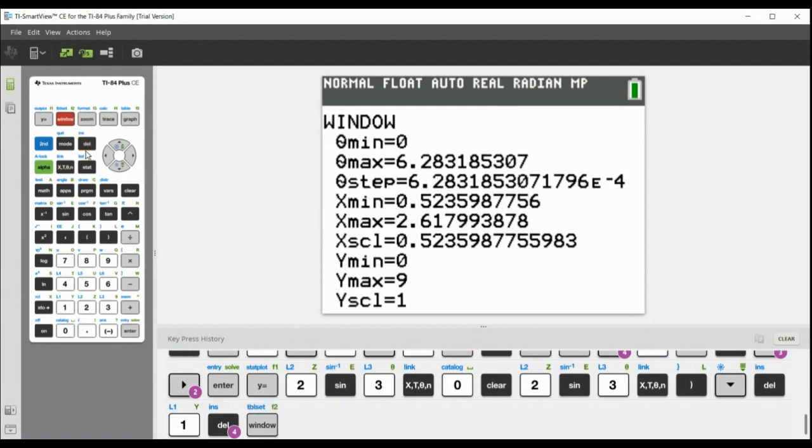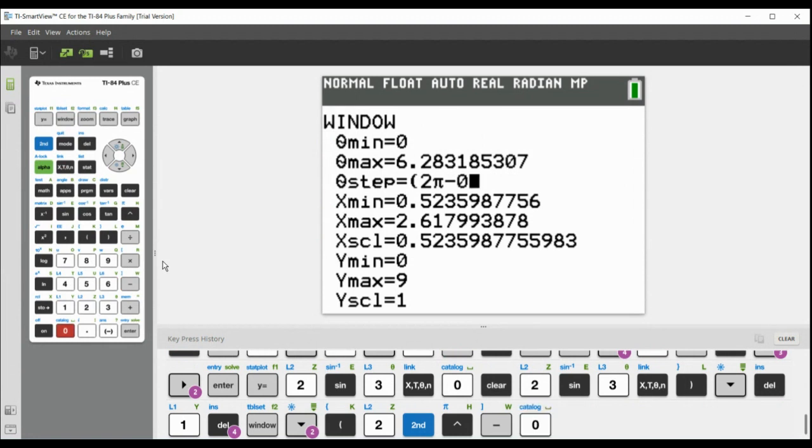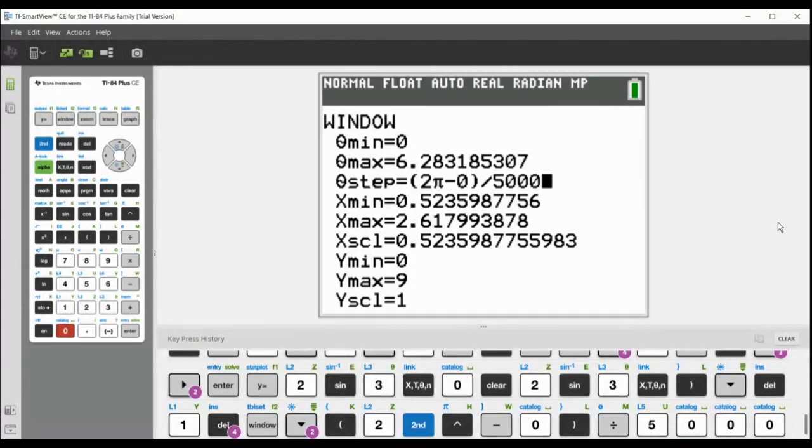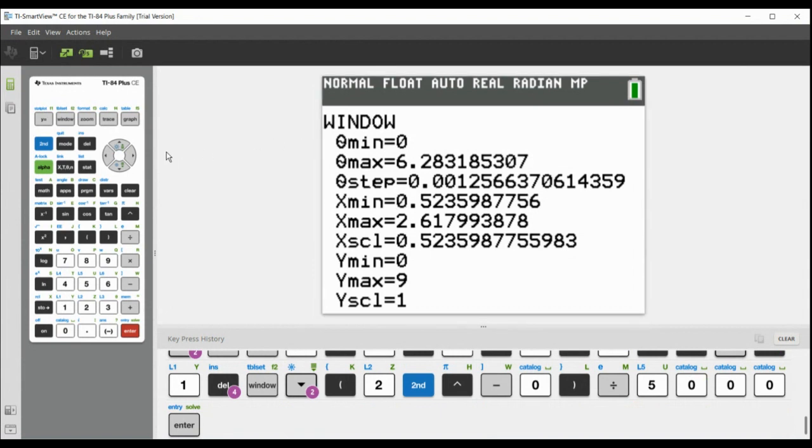We'll go to window. Let's see, I think I'm going to just use the same theta min and theta max I had before. Maybe the theta step, I'll make it 2 pi, which is theta max, minus 0, over, instead of 10,000 points, maybe I'll do 5,000. It'll make the graph go a little quicker. Okay, and then hit graph.